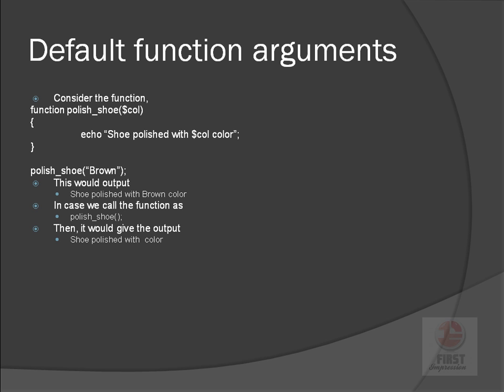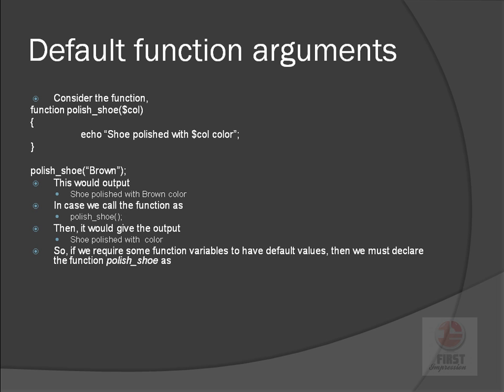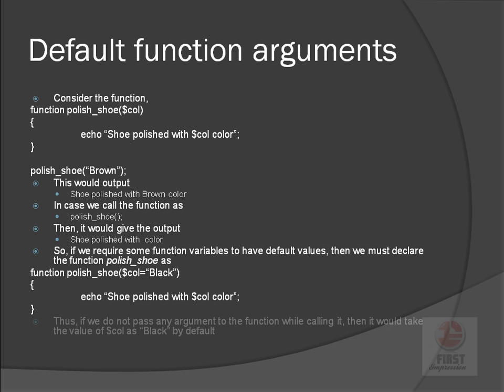To remedy this problem, we can simply pass default values to the polish shoe function, as we will have function polish shoe $color equals black. This indicates that if there is no value passed with the function polish shoe, then take the default value as black, and the function definition is the same. So if we do not pass any argument while calling it, it would take the default value of color as black.